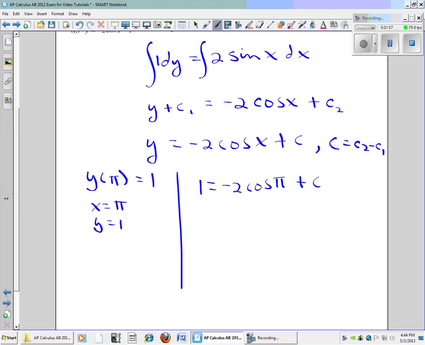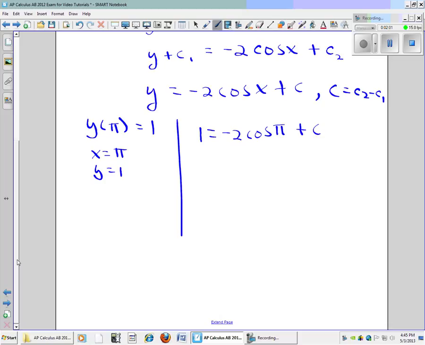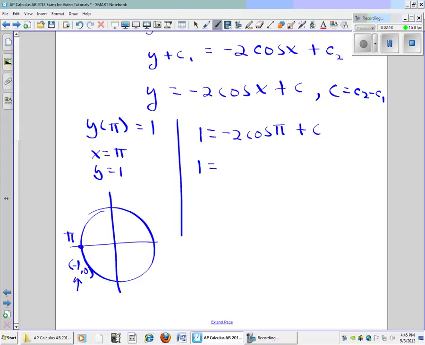And so I need to look at the unit circle, since this is a non-calculator section, and find out what is the cosine of pi. Well, pi is over here on this side, and that has a coordinate of negative 1, 0, and the cosine is that first term, which is negative 1. So 1 is equal to negative 2 times negative 1 plus c, or 1 is equal to 2 plus c, and c, therefore, is negative 1.